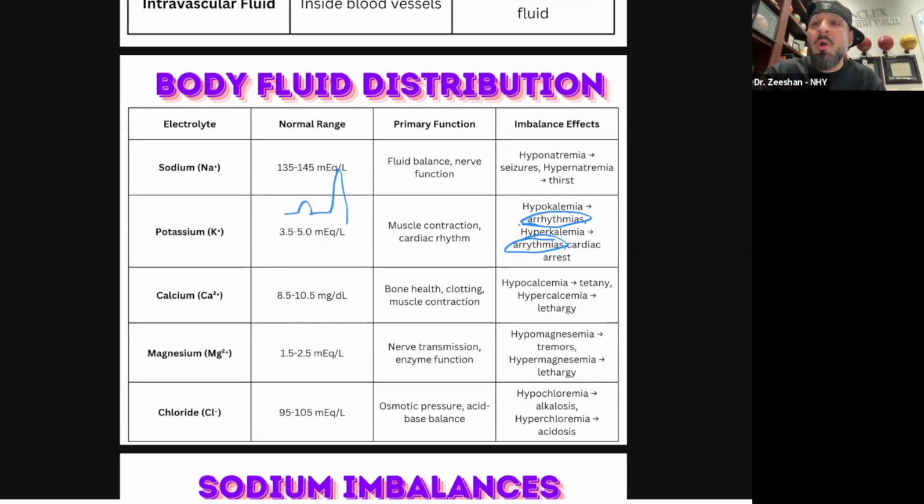So now we just took it from fluid and electrolytes into EKGs. Do you see how we're not jumping all over the place? We're making sense of things, right? And in my EKG, I've got my QRST, which is going to signify what's happening with the ventricle.